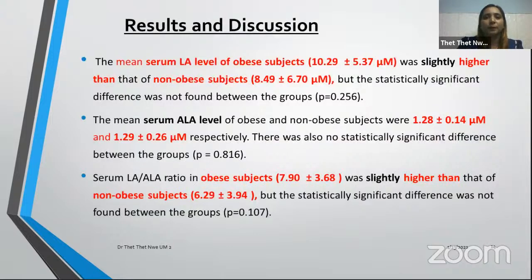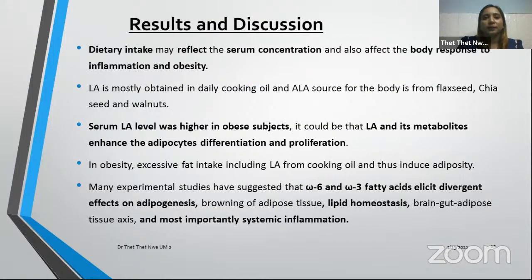The mean serum LA level of obese group was slightly higher than those of the non-obese adult, but the statistically significant difference wasn't found. The mean serum ALA level of obese and non-obese adult show no statistical significance. Serum LA by ALA ratio in obese subject was slightly higher than those of the non-obese adult, but the statistically significant difference wasn't found between the group. Dietary intake may reflect the serum concentrations and also affect the body response to inflammations and obesity.